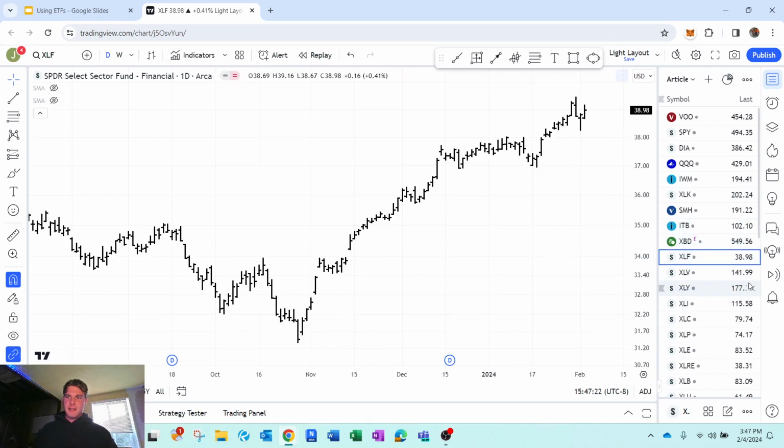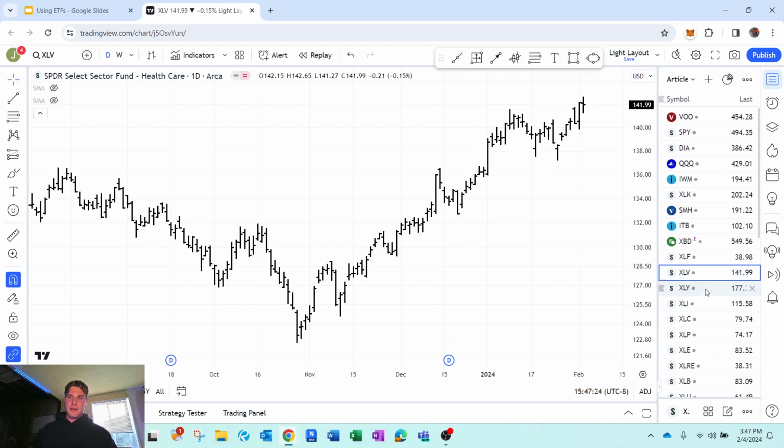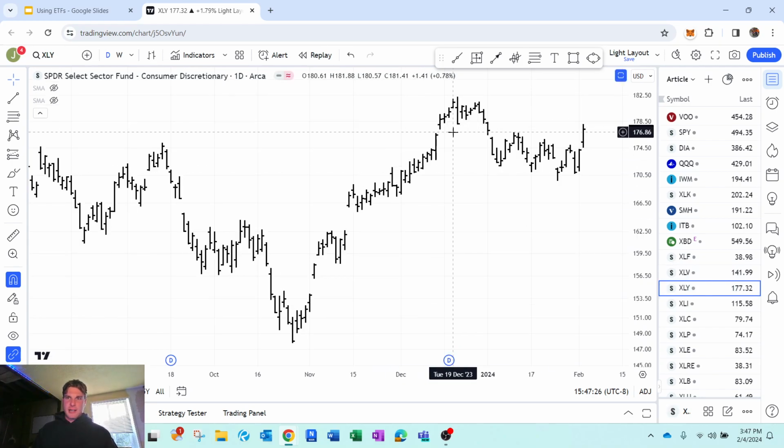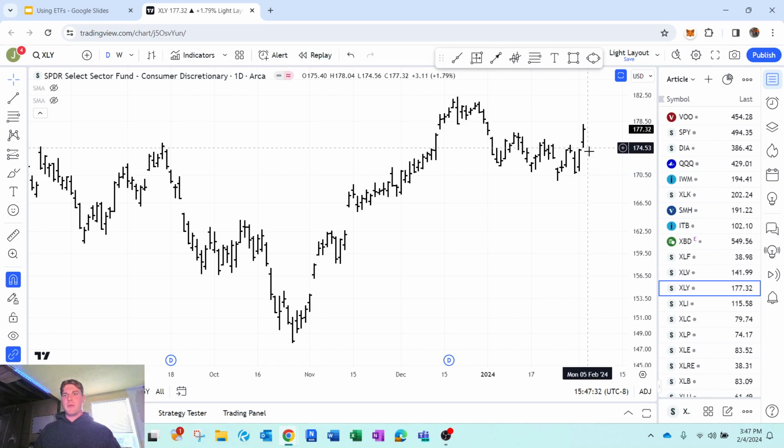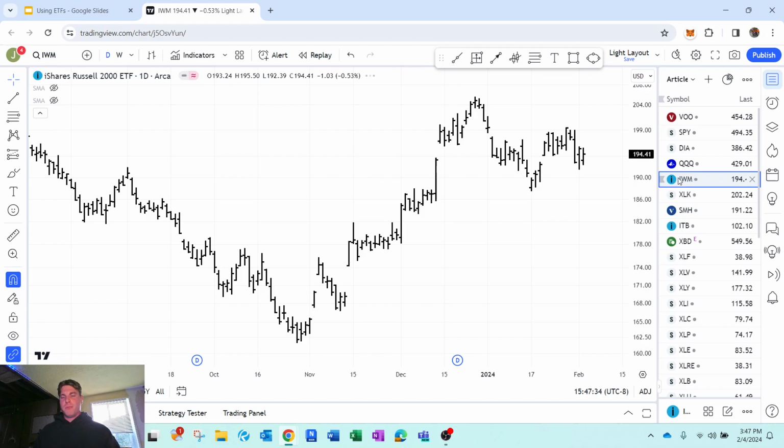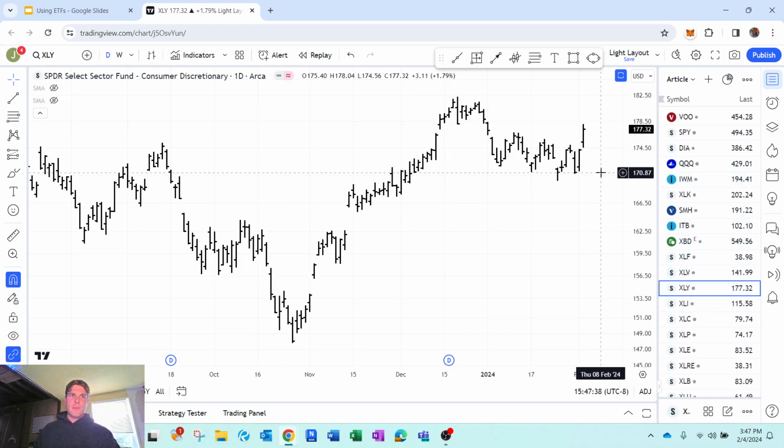You're seeing the same thing in financials, the same thing in healthcare. But then we're getting kind of a divergence here with the XLY, the consumer discretionaries. This one looks a little bit more like small caps, but small caps haven't really broken out of their most recent base, while discretionaries have. So that's something to take note of. There is a little bit of a divergence between the XLY and these three other sectors that we've already mentioned.